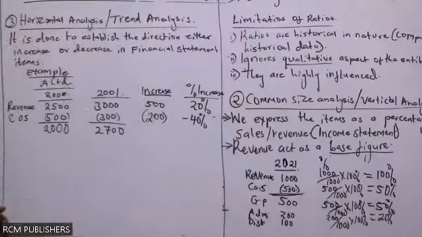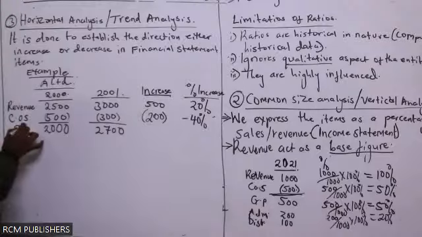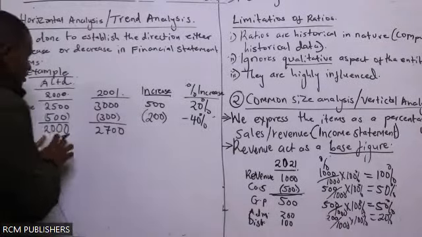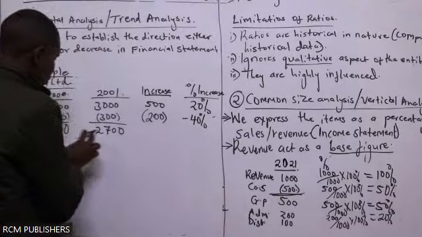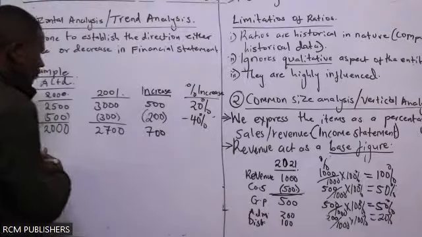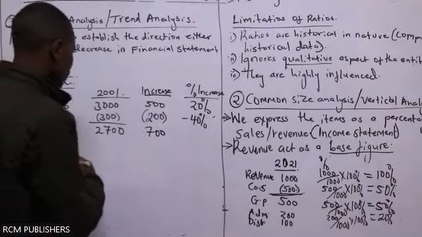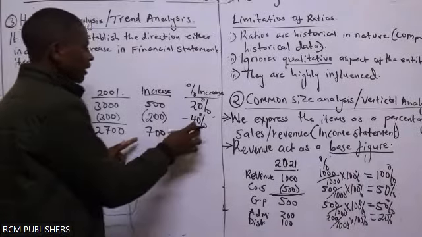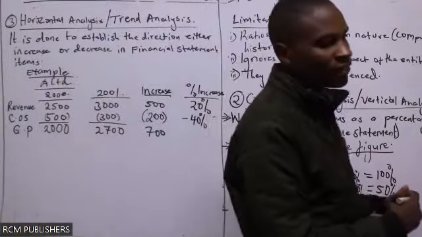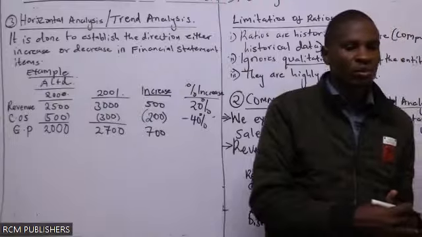Now, let's see the effect of that to our gross profit. So there is an increase in our gross profit by 700. Sorry, 700. What is our percentage increase, as far as gross profit is concerned?